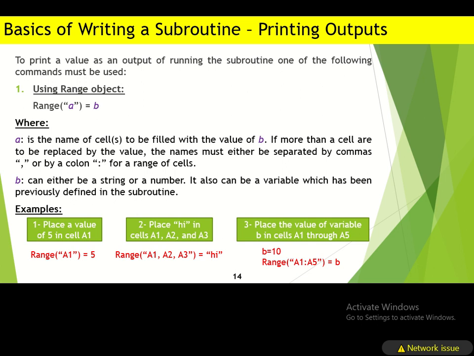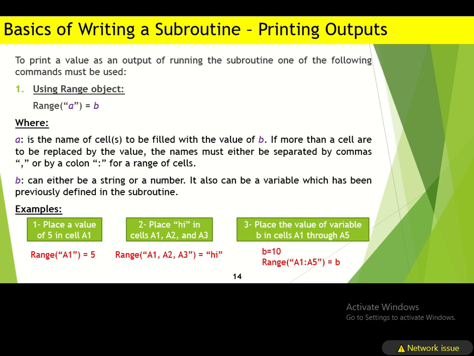Now what's the difference between A1 comma E1 and A1 colon E1? The first one is A1 to E1, every cell, and the second one is only A1 and E1. So you can use both. In the range function you can put a single cell, or multiple cells, and multiple cells can be with a comma or with a colon.